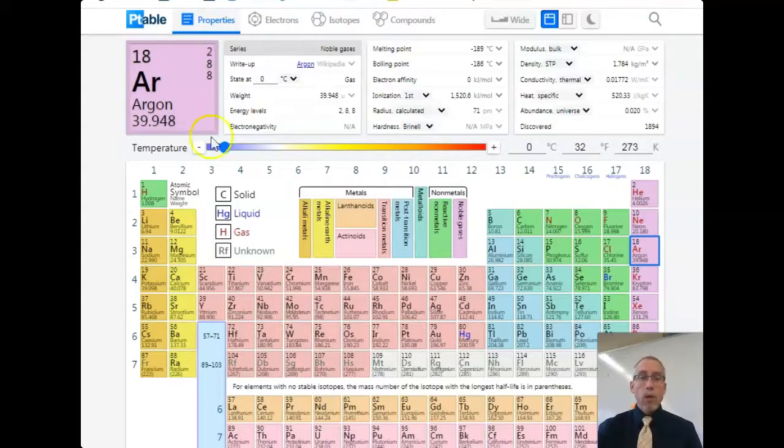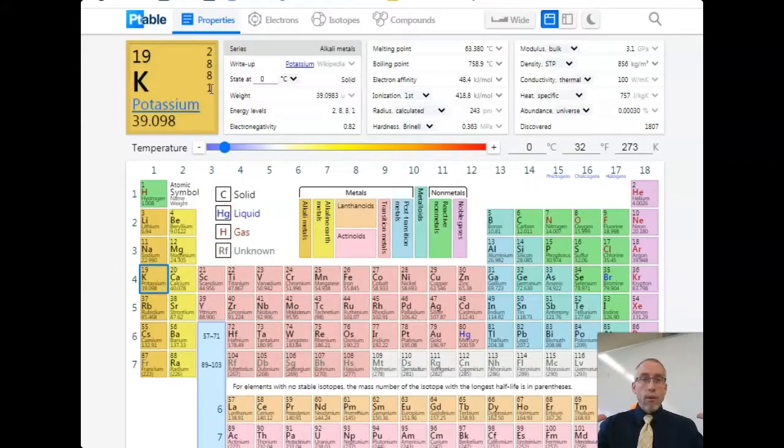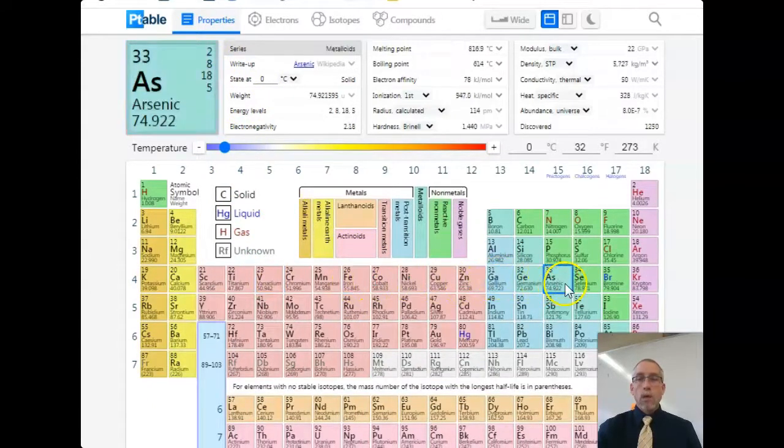Okay? But when we go down to the 4th horizontal row, now we have 2, 8, 8, 1. We have a new energy level with an electron in it, starting with K, or potassium, and all the way across that row you will see the elements have 4 digits. That means 4 energy levels that have electrons occupying them. Okay? So let's summarize that back in the notes.